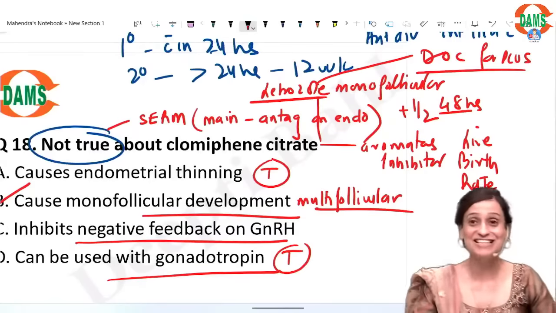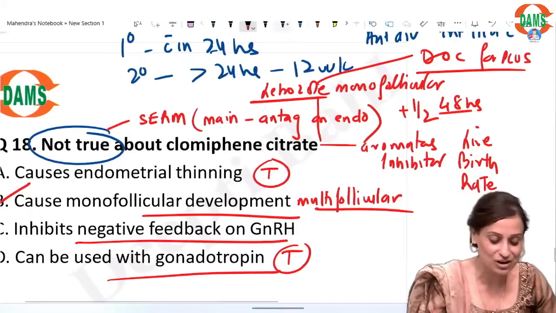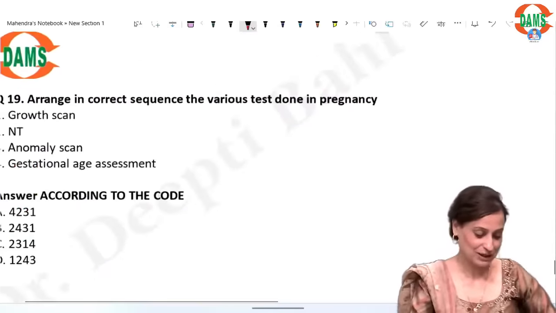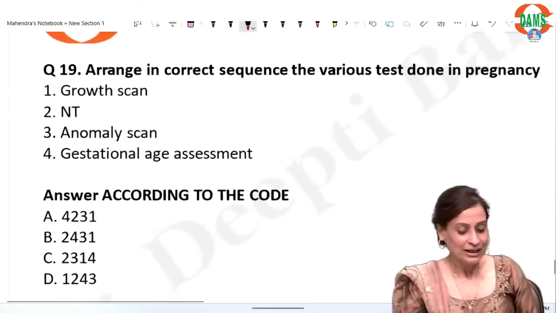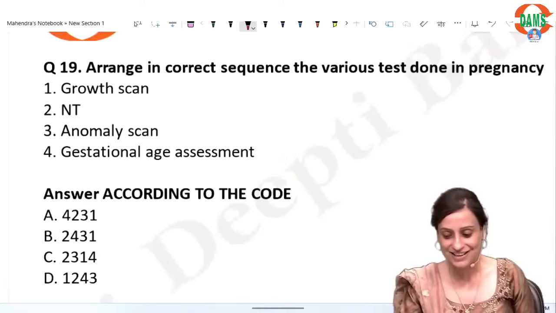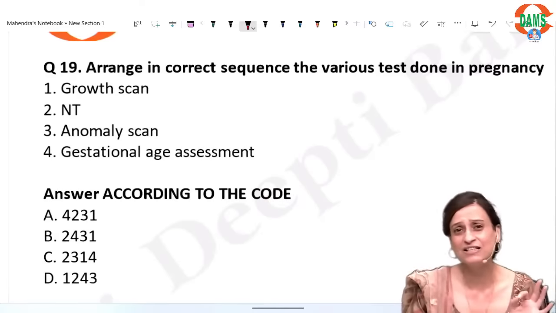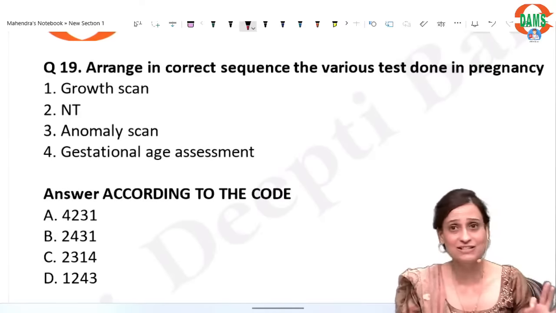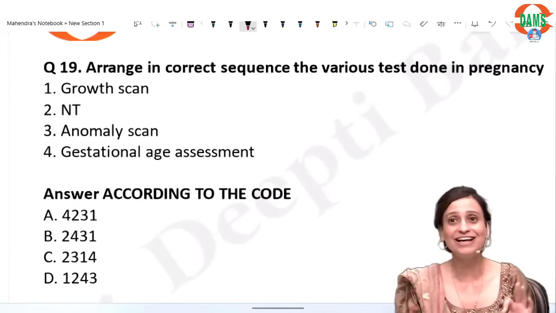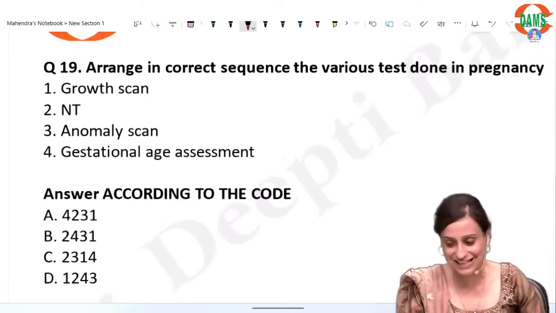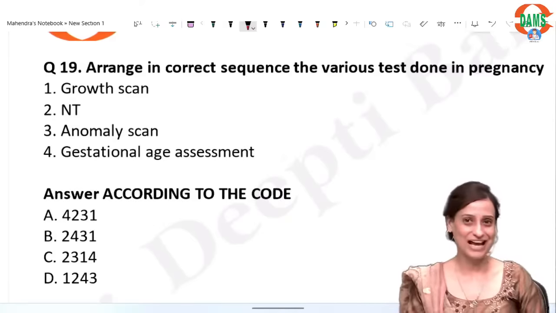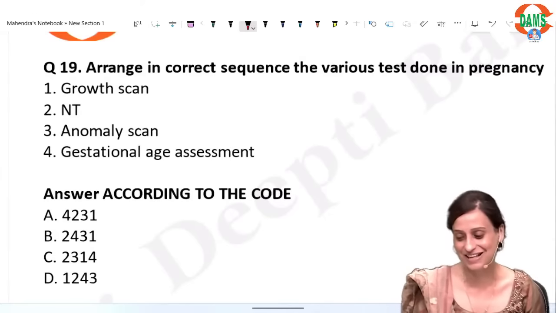That brings us to the second last question for the day. Are you all ready? Yes, ready for the second last? Okay, shallow. Again, something that the AIIMS people are characteristically asking, that is arrange in sequence questions. NEET PG doesn't ask this pattern usually, but AIIMS does. So arrange in the correct sequence of these tests. I'm going to give you 2 seconds to arrange them and commit your answer, and then I start discussing.